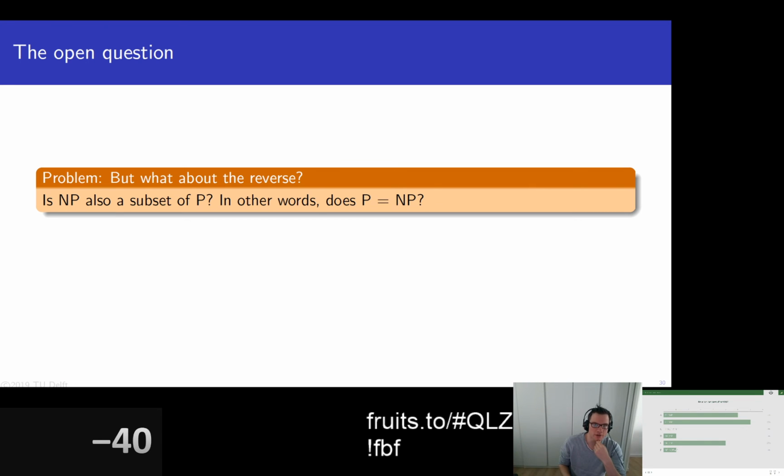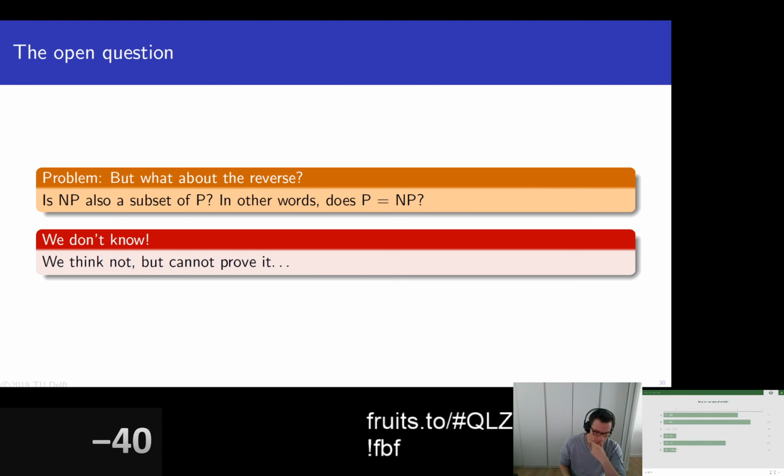We don't know if they are equal. Now, we think not. And when I say we, I mean computer scientists. An overwhelming majority of computer scientists believes P and NP to be different, to be unequal. But so far, we don't know. We have, of course, been trying to find out.